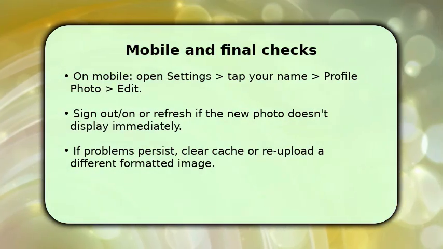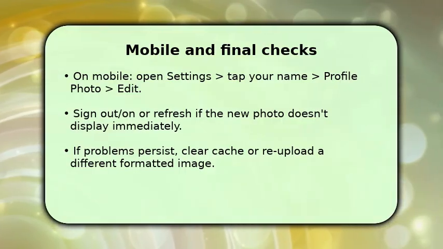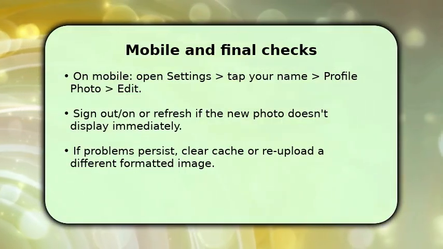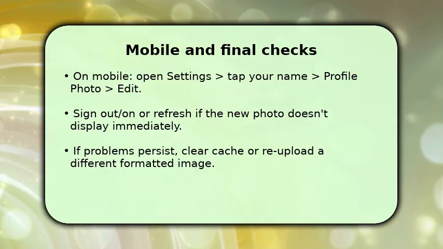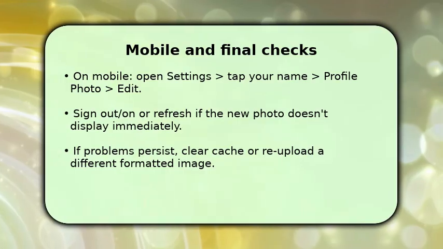To finish, update mobile if you use Zoom on your phone. Go to Settings, tap your name, then Profile Photo and Edit. Changes sync across devices. Once saved, sign out and back in or refresh the app to push the update. Make sure the thumbnail appears in meetings and in your contact card.